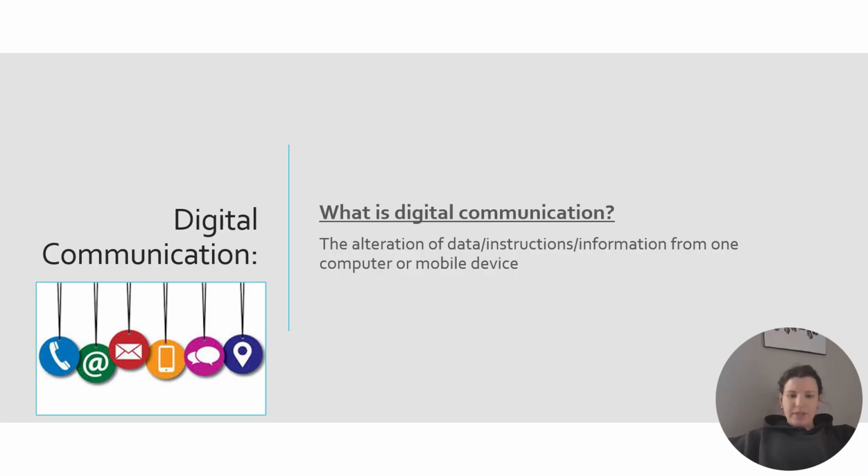Moving into chapter 11, we will be discussing digital communication. What is digital communication? It's basically just the exchange of data, instructions, and or information from one computer or mobile device. It happens often through the internet. You could send electronic messages, online conferencing, and it would include social media and networking as well.